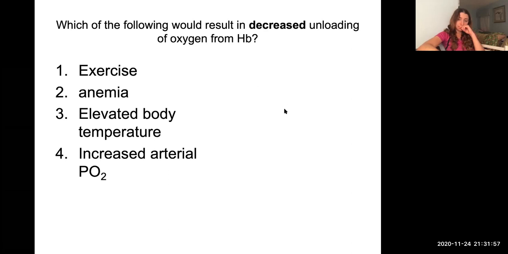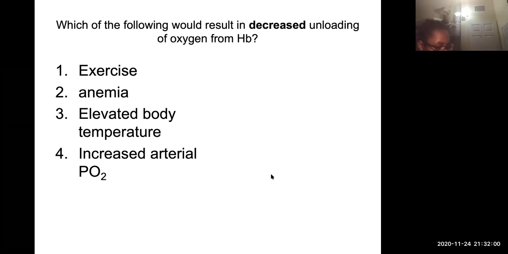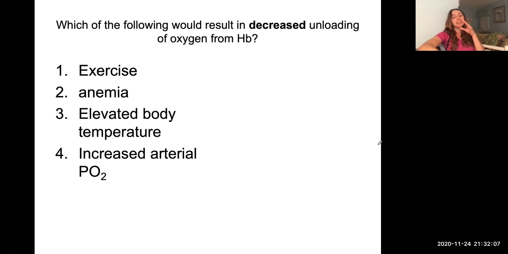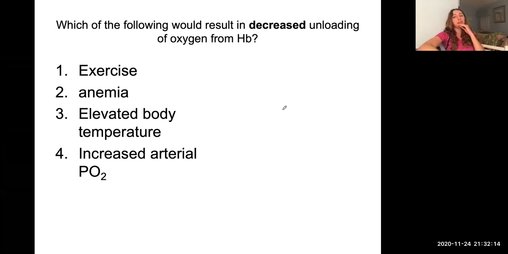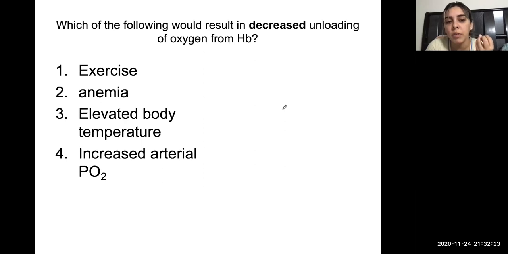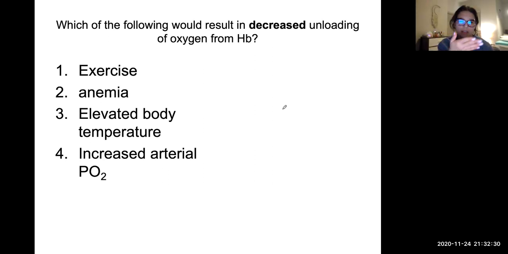Okay, hold on. All right, yeah. I don't know if I'm sure. I think anemia, because once you have anemia, you have loss of blood, red blood cells. If you don't have enough red blood cells, wouldn't you just not be able to bind to oxygen? Increased unloading would be exercise.